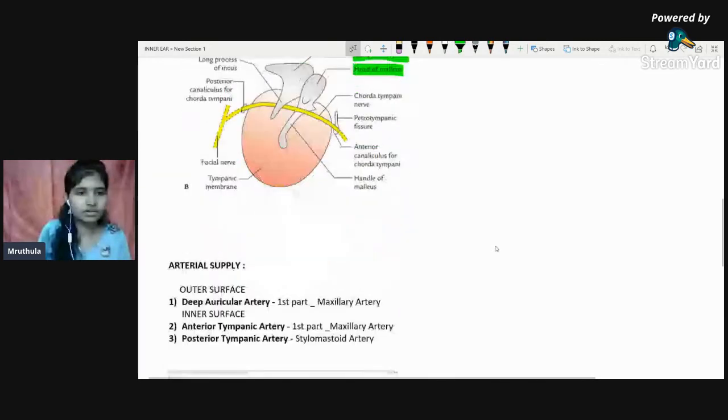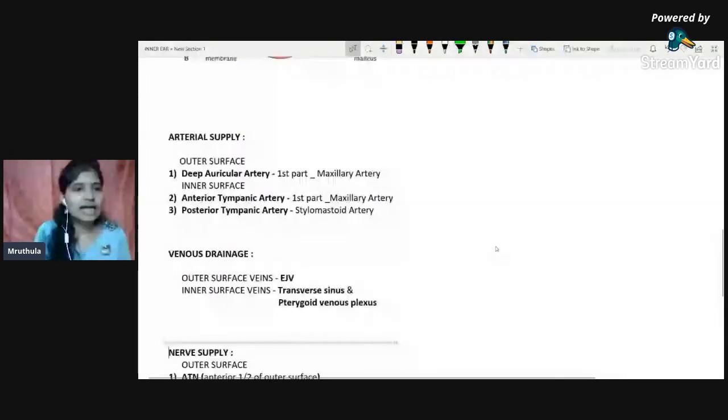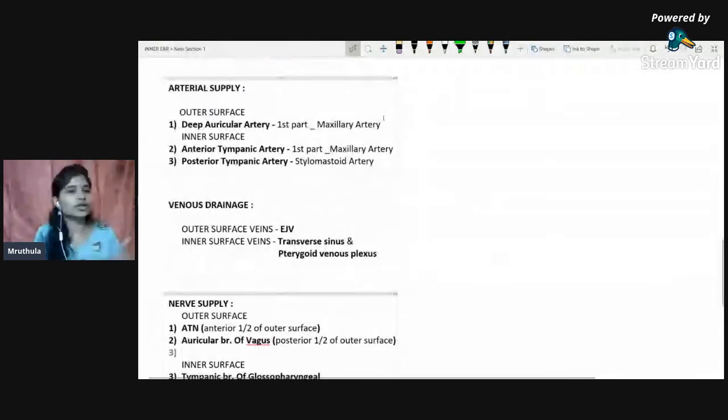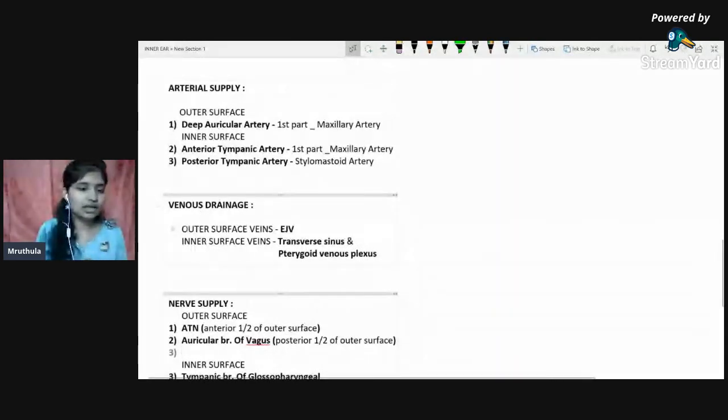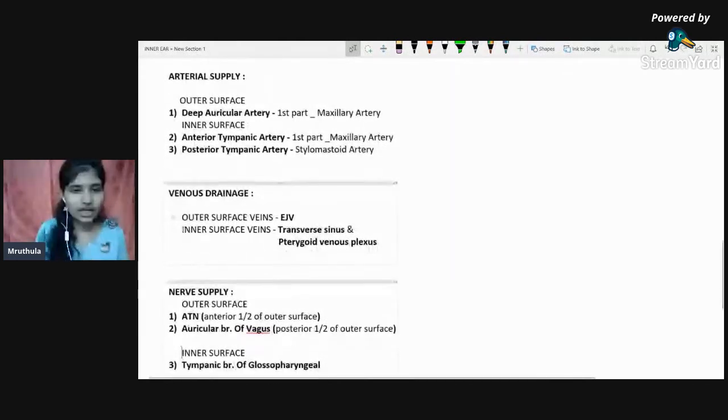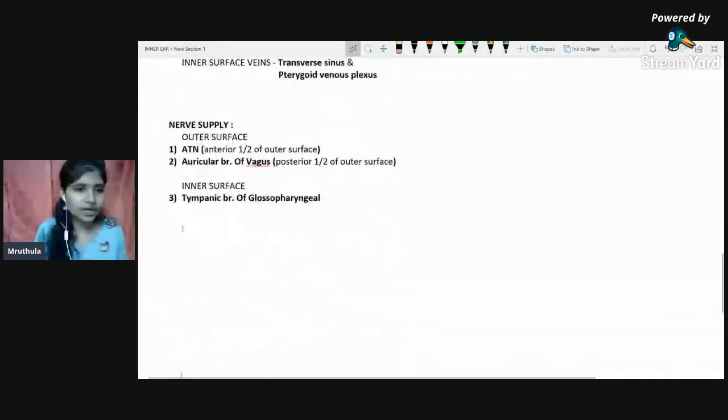So that's enough about the surfaces. Now let us see the arterial supply. We are going to see it as outer surface and inner surface for the entire supply, drainage, etc. On the outer surface, the deep auricular artery supplies. Inner surface, the anterior tympanic artery and the posterior tympanic artery. Then venous drainage is by the outer surface veins and the inner surface veins. The outer surface veins drain into the external jugular vein, and the inner surface veins drain into the transverse sinus and pterygoid venous plexus.